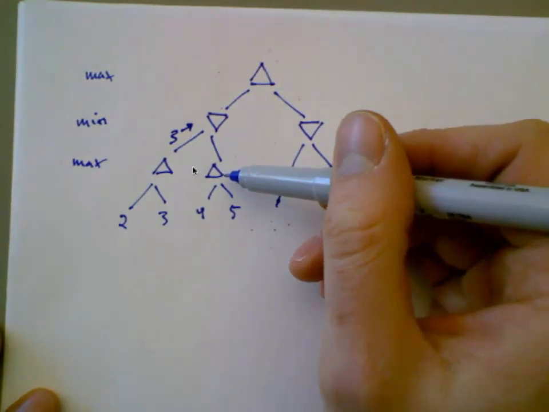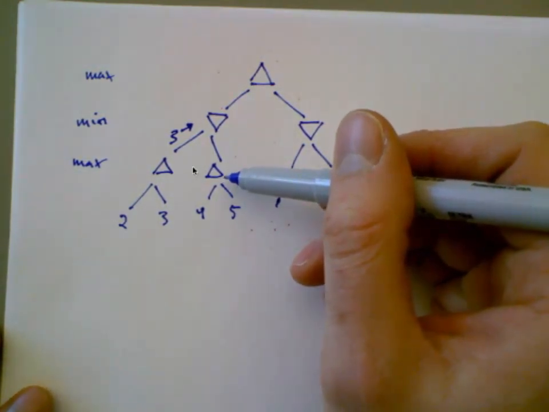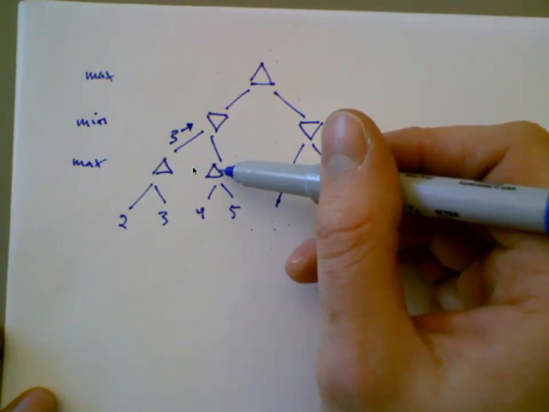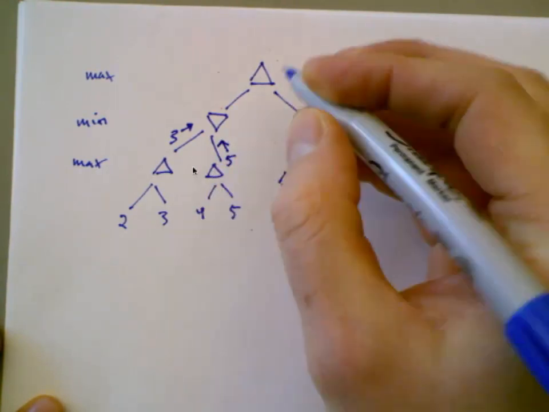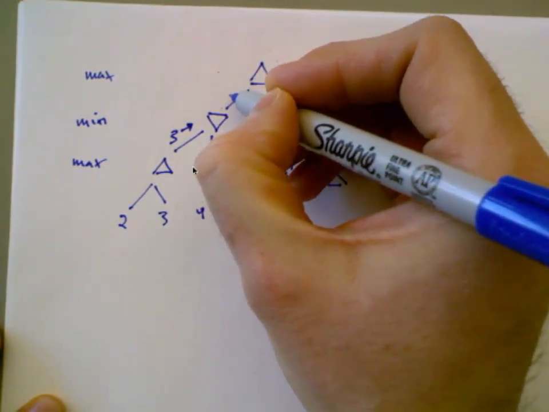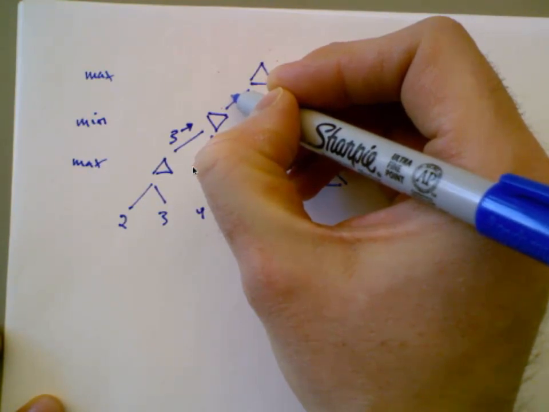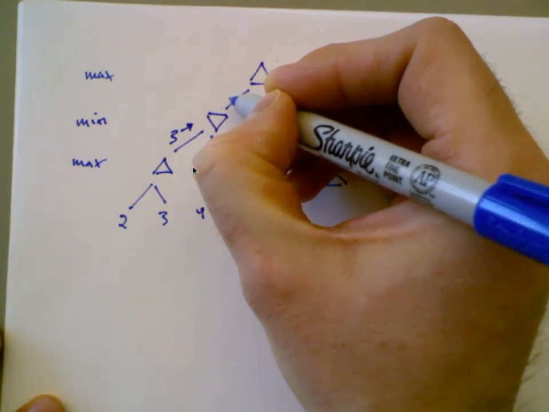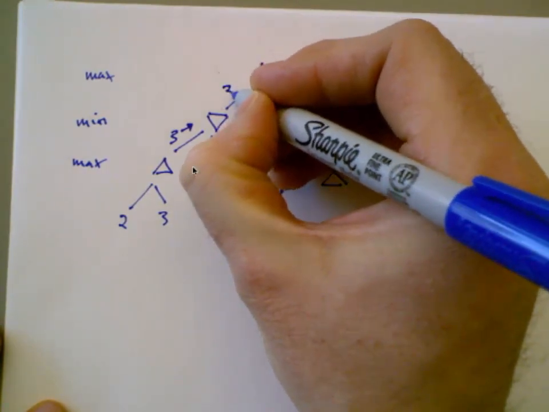Now, what about this node here? Who hasn't talked yet? Jen. The minimax, exactly. 5. So 5 goes up there. The minimax value coming up this edge, I don't know. Who hasn't talked yet? Joe. 3. Right.